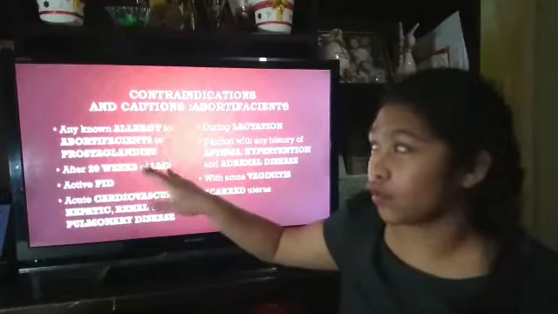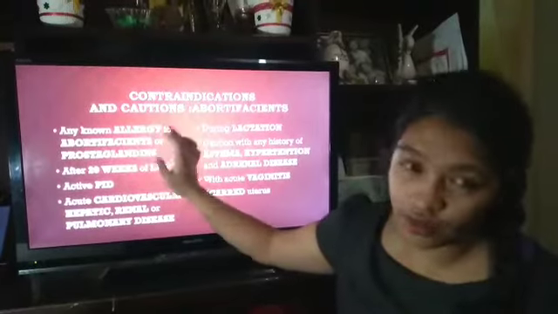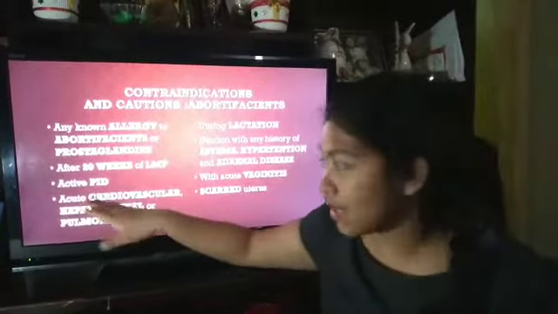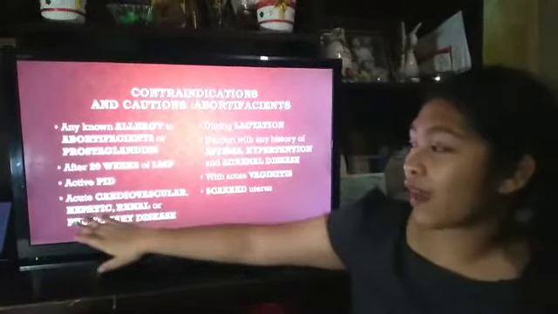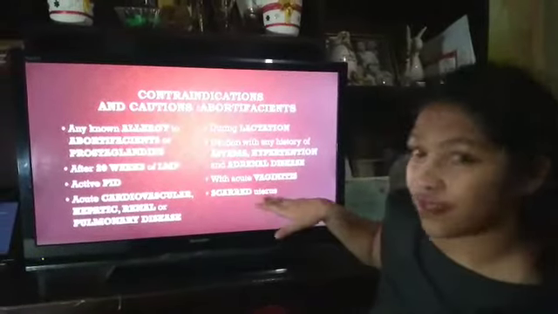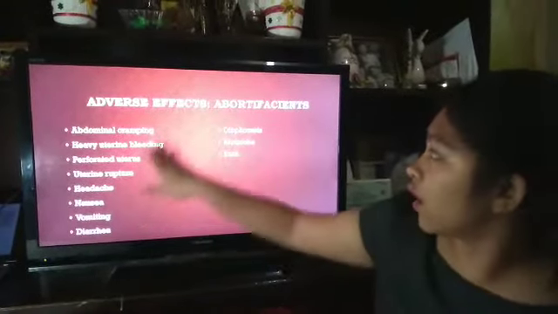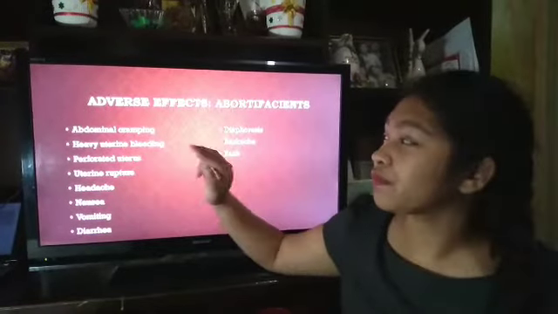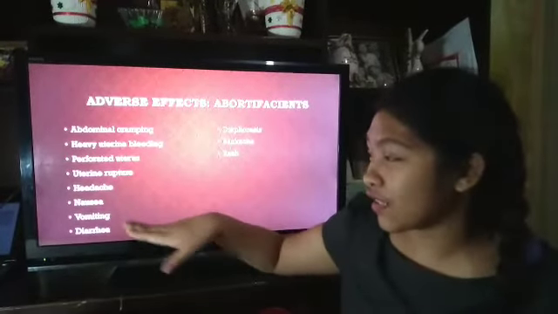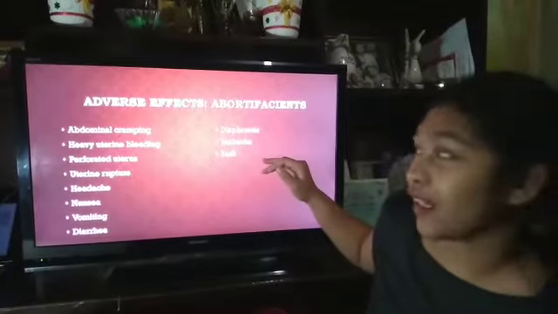Contraindications, of course, if there is any known allergy to abortifacients or prostaglandin, after 20 weeks of LMP, active PID, acute cardiovascular, hepatic, renal, or pulmonary disease, and during lactation. Caution with any history of asthma, hypertension, and adrenal disease, and with acute vaginitis, or inflammation of the vagina, and scar tissue. Adverse effects are abdominal cramping, heavy uterine bleeding, perforated uterus, uterine rupture, headache, nausea, vomiting, diarrhea, diaphoresis, backache, and rash.